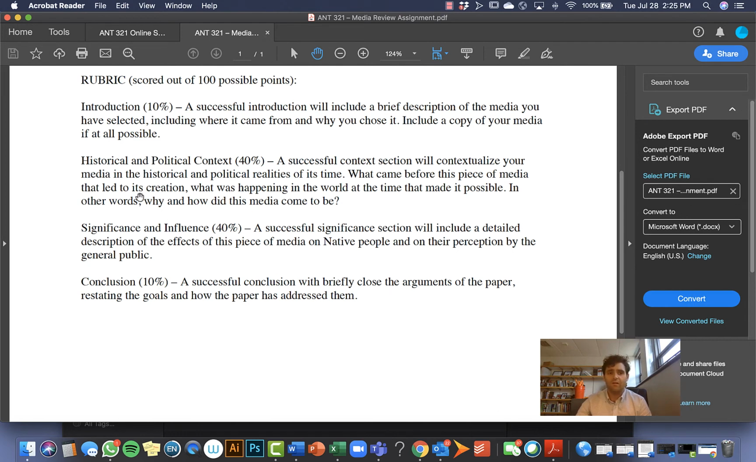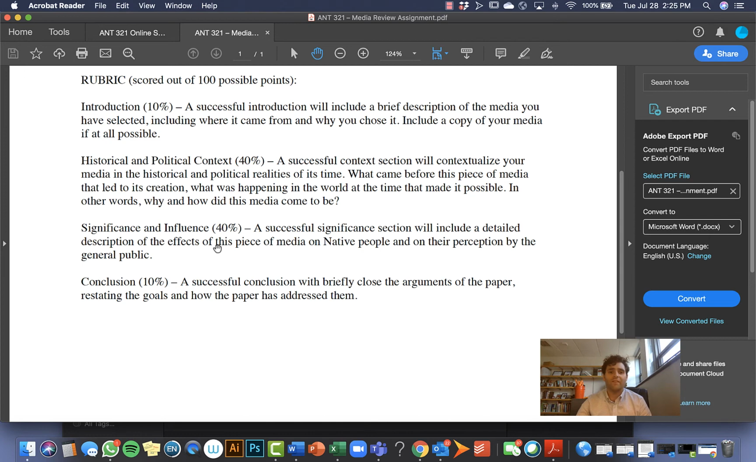But then in the middle, I want you to place that piece of media in historical and political context, meaning when was this piece of media created? Is it from the 1850s? Is it from the 1950s? Is it from last week? No matter what, it needs to be placed into that context, that historical context and the political context of that time. So that's really important. Why it's relevant to that particular moment in time.